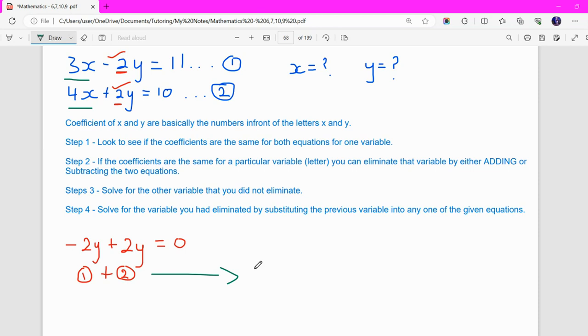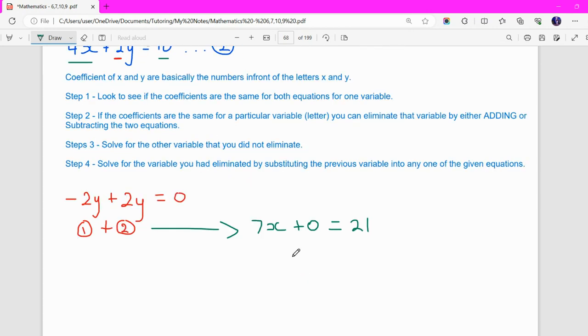So 3x plus 4x will give you 7x. Negative 2y plus 2y will give you 0. So you can put plus 0, or you don't even need to put in a 0, but I will put it in. That is equal to 11 plus 10, which is 21. So 7x is basically equal to 21.